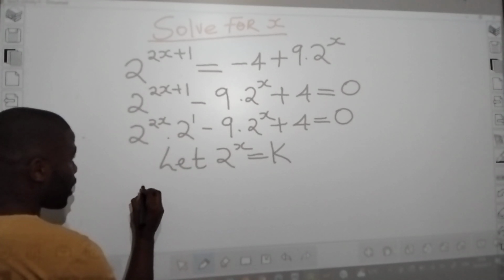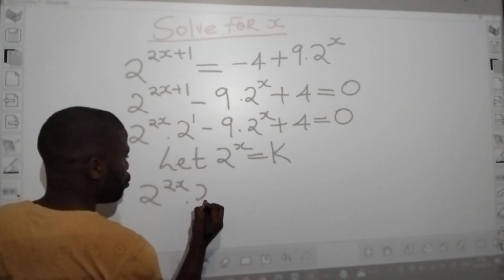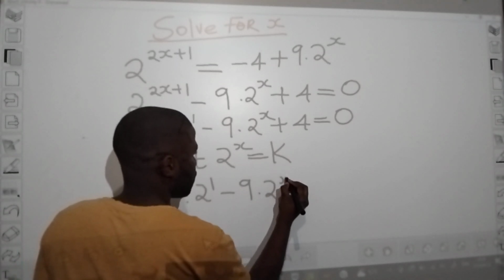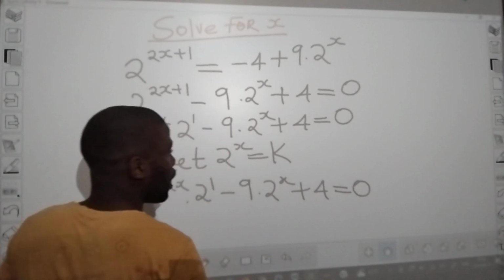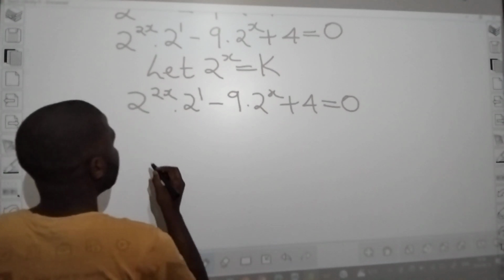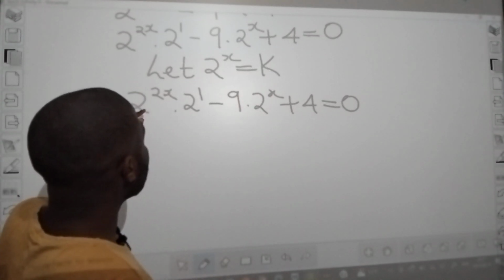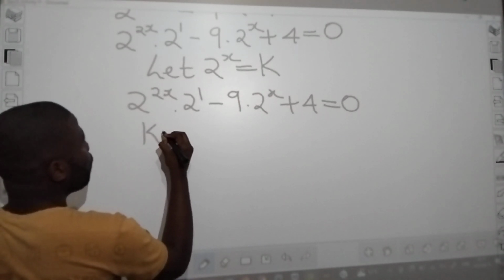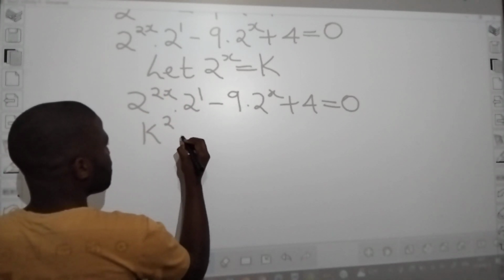So let's just rewrite it as it is: 2 to the exponent of 2x multiplied by 2 to the exponent of 1, minus 9 times 2 to the exponent of x, plus 4, equals 0. So here comes that very important step of substituting by k. Since we said let 2 to the exponent of x be k, here we have 2 to the exponent of 2x. So it means it will be what? It will be k squared, because 2 to the exponent of x is k. And then multiplied by 2.